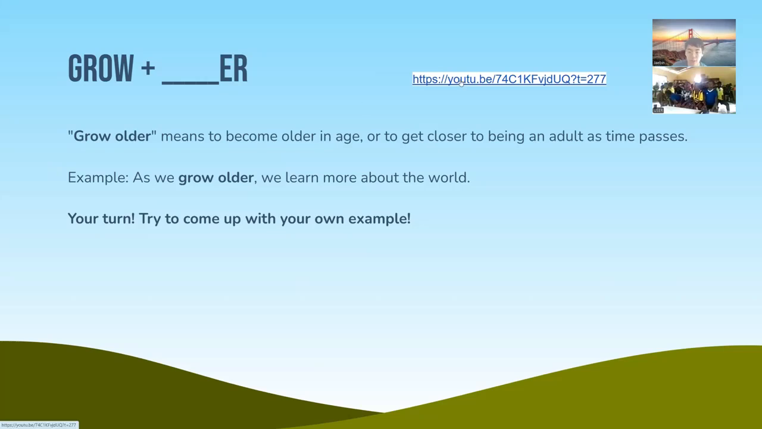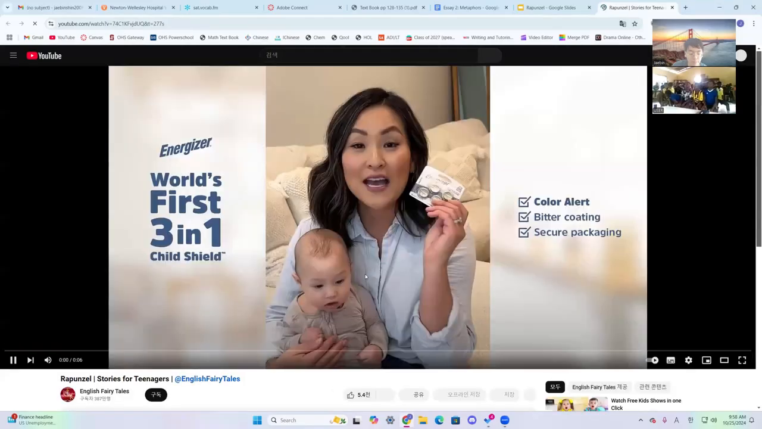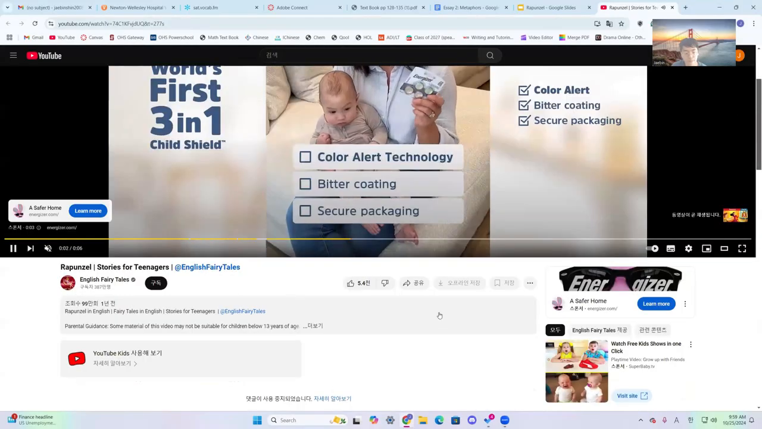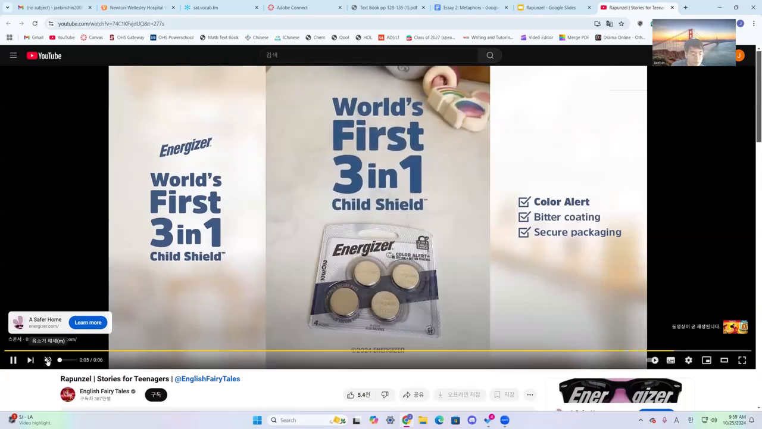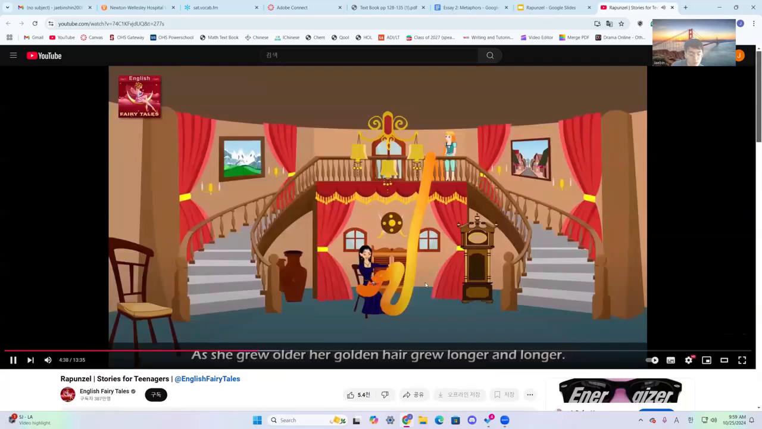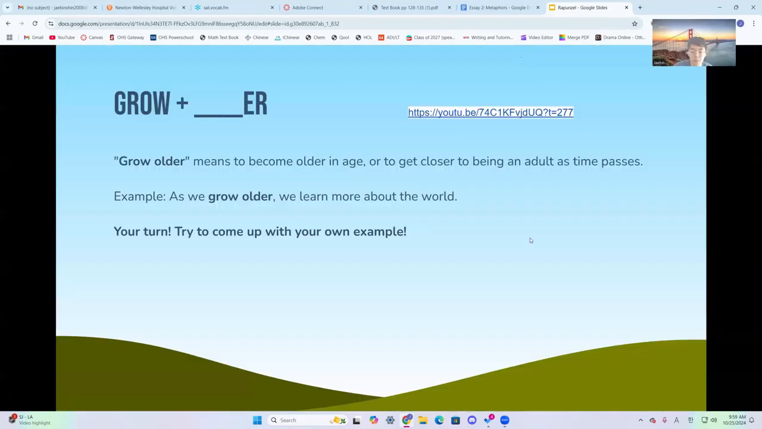So here's how it is used in the story. As she grew older, her golden hair grew longer and longer. So this is how it is used in the story. As she grew older, her golden hair grew longer. So you can see how it is used.